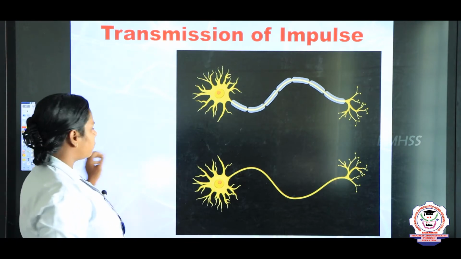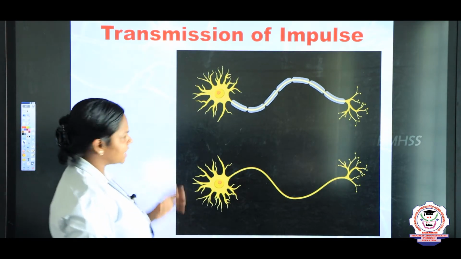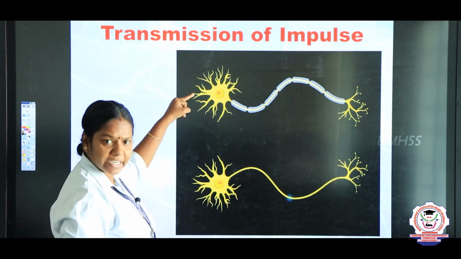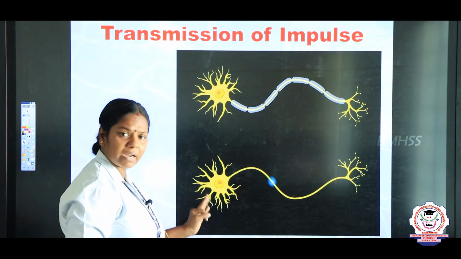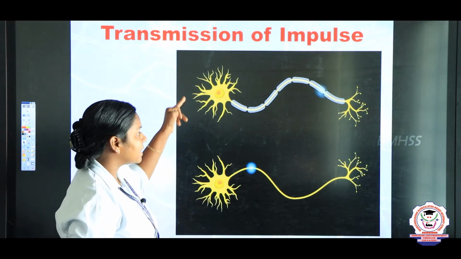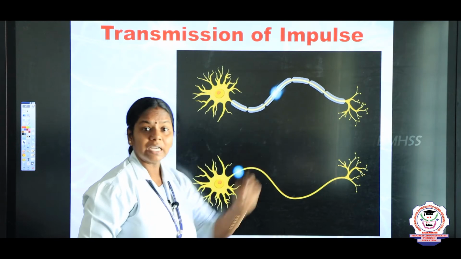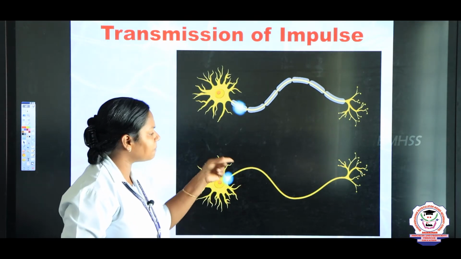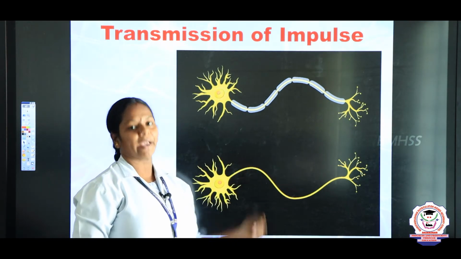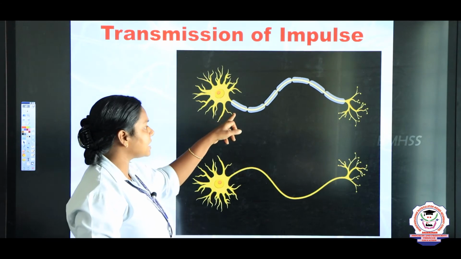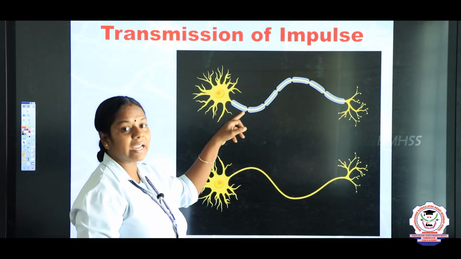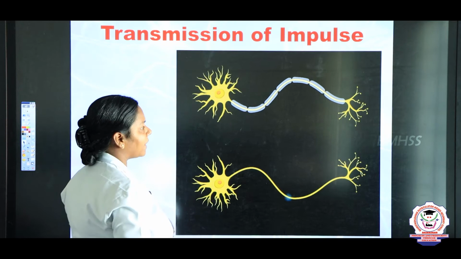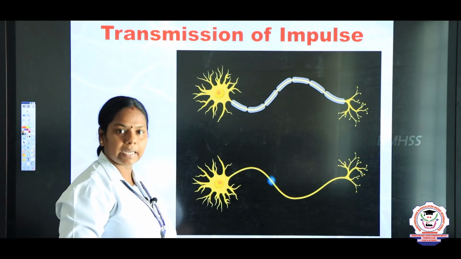From this, one important question is asked children. Just look into the image. This is a myelinated neuron and this is a non-myelinated neuron. Here the rate of impulse is very fast, but here the impulse is very slow. Why? Because here the myelin sheath is present. So what happens? We say it is saltatory conduction.